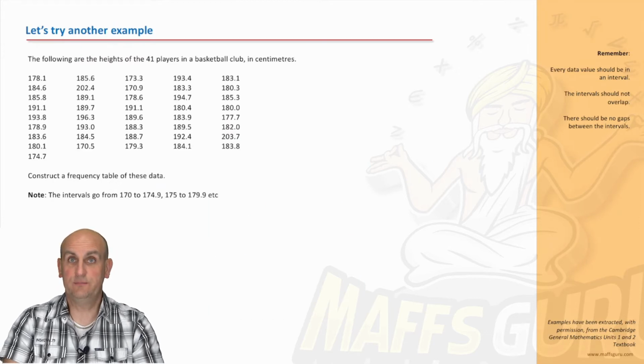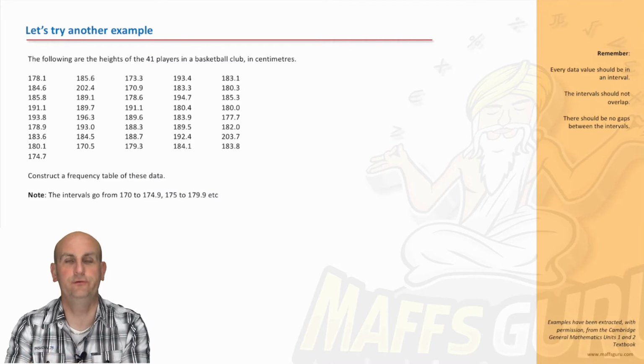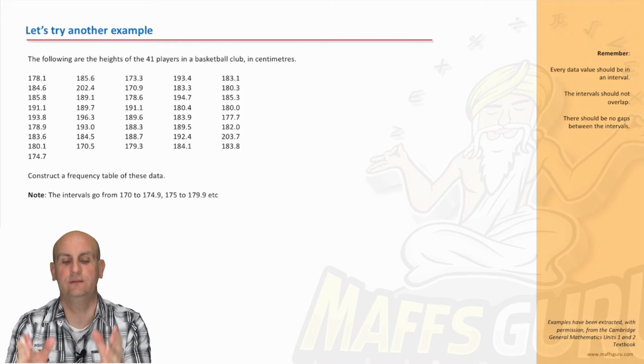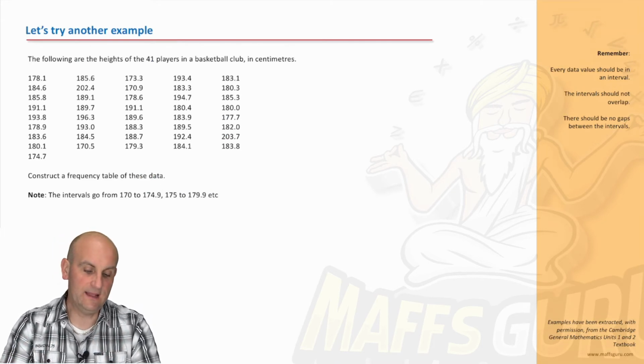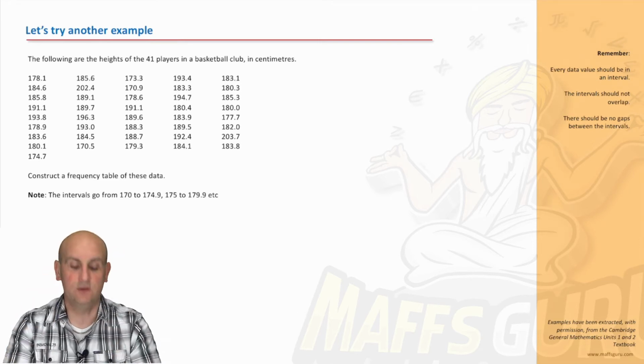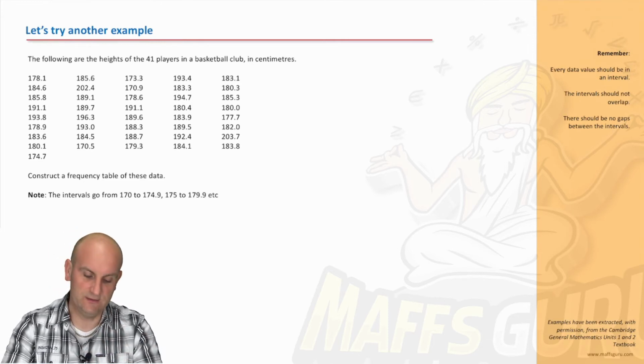Now we have another example, all right? So I know there's a lot of examples here, but it's important to understand how to do the histograms that are coming up, yeah? Because if you get your data in the right intervals, life is good. And again, there are now 41 players in the basketball club. Oh my goodness, they've got decimal values. It's all too complicated. No, it really isn't too complicated, I promise you. And again, the question is giving you an indication of the interval sizes.